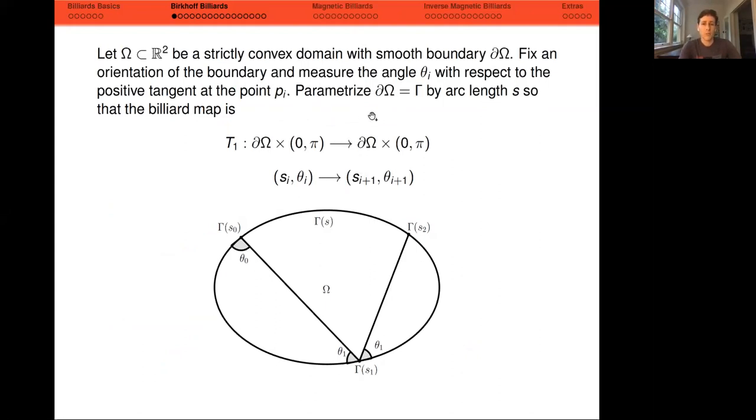And so our billiard map still has the same form as before, but we'll write our coordinates as (s_i, theta_i), for each arc length coordinate s and the angle theta that it makes with the positive tangent at that point. So our map is going to be from the boundary and this inward directing angle to itself.